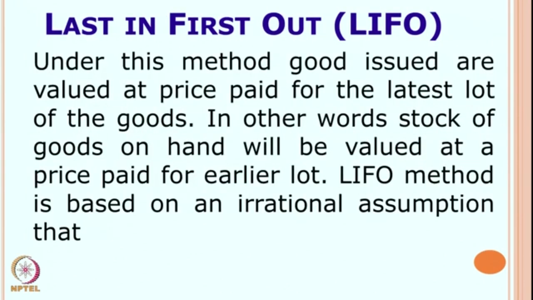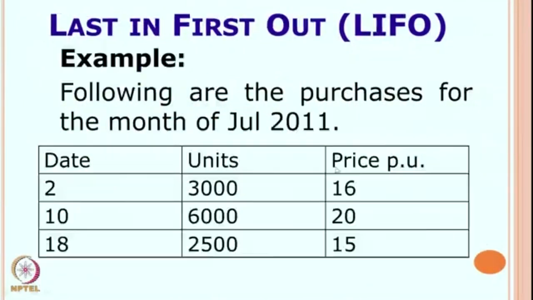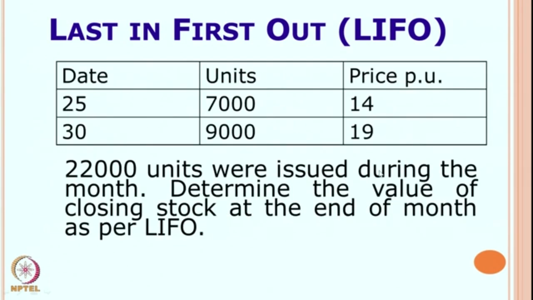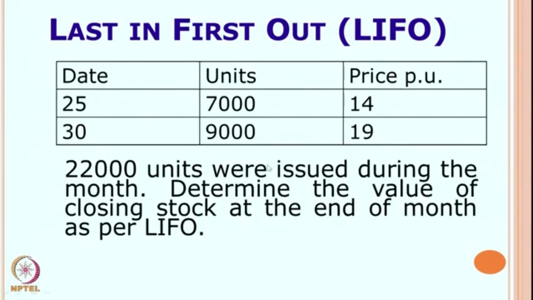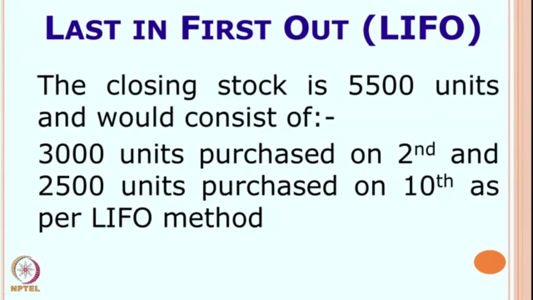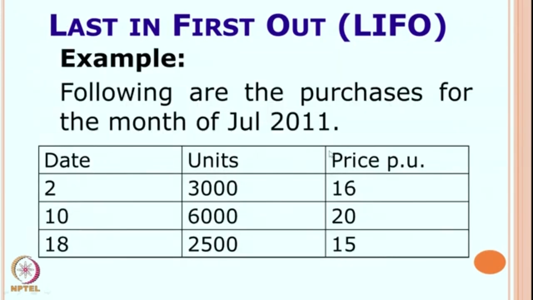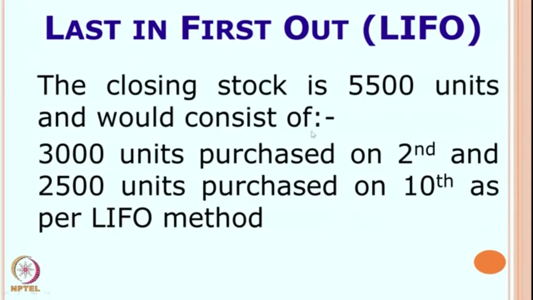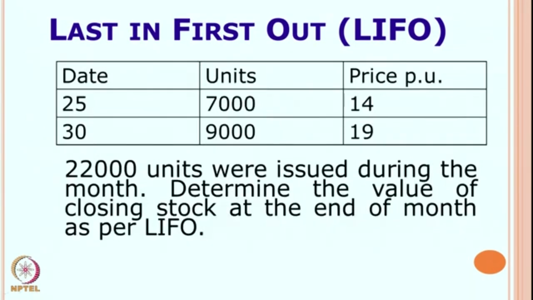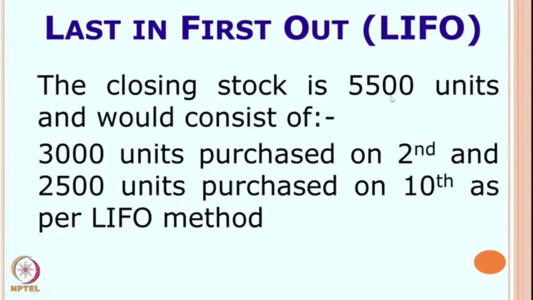Are you getting? Now, we will just have a look at the LIFO method. So, as I have just explained, in LIFO method, the assumption is the latest goods are issued out first. Now, example. The various dates are given and again the units and prices are known to you. Now, 22,000 units are issued during the month. So, first we will have a look at the total purchases. From that deduct 22,000. So, we come to know that 5500 units are available in the stock. Are you getting? So, orally try to take total. 3 plus 6 plus 2500 plus 7000 plus 9000. These are the total purchases from which 22,000 units have been issued. Okay. So, total purchases were 27,500 minus 22,000. So, I am having a stock of 5500 units.